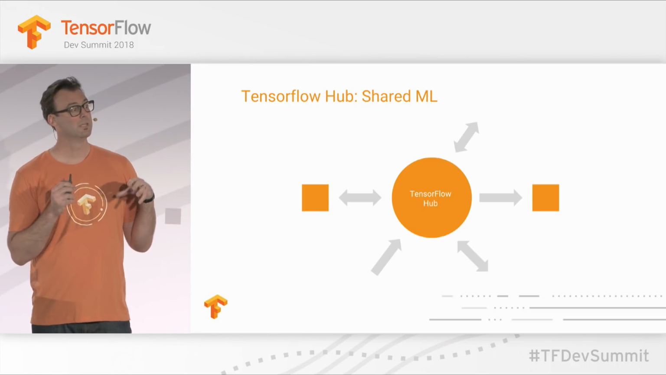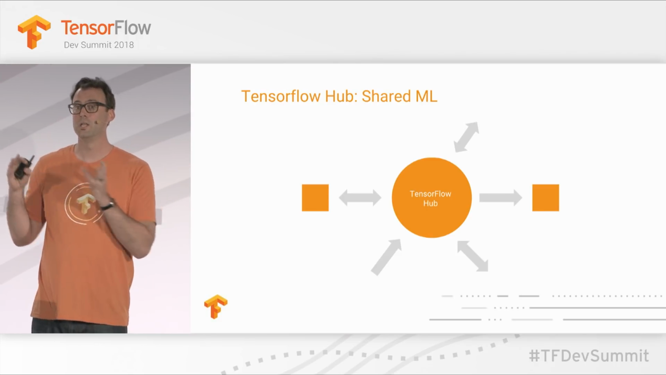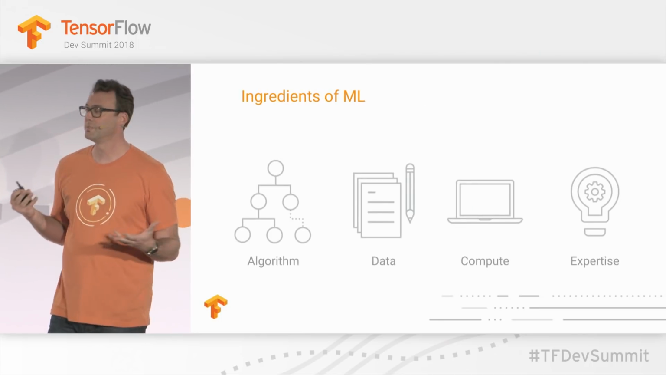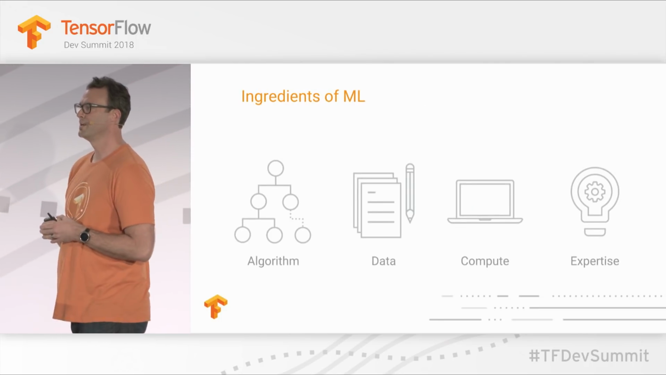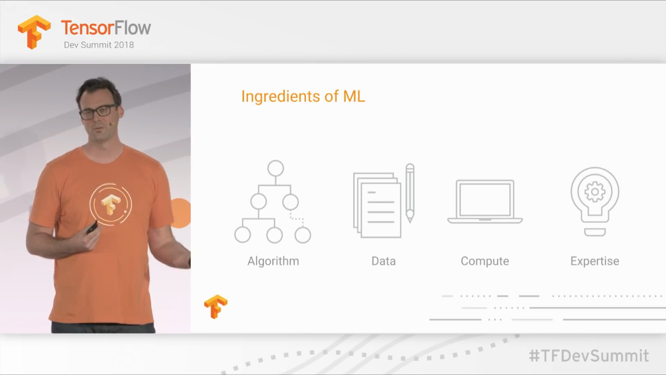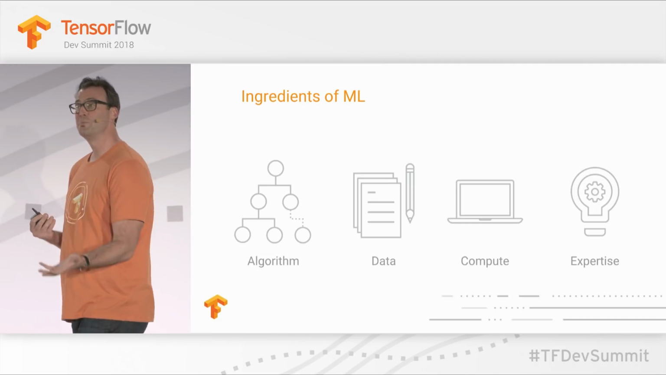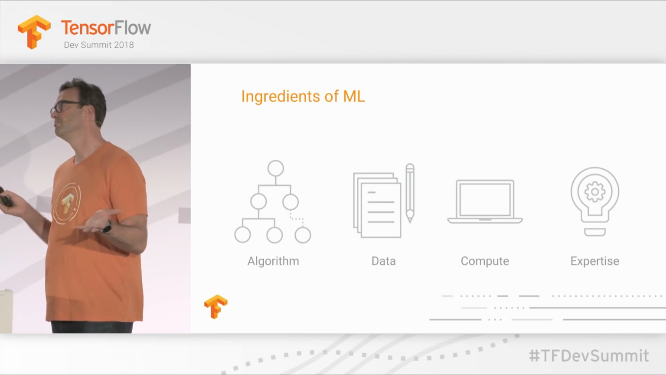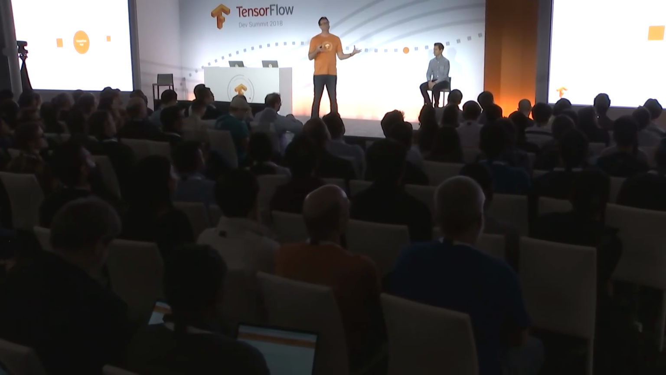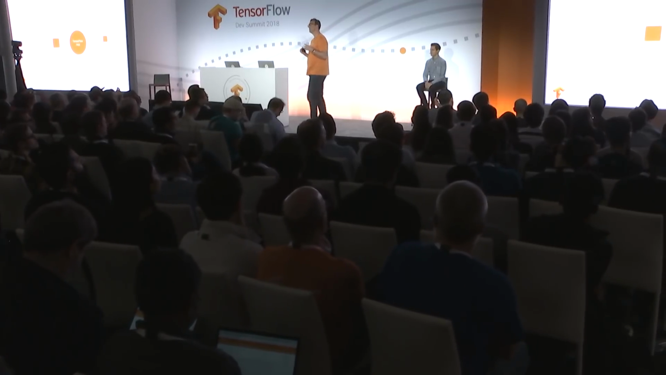TensorFlow Hub lets you build, share, and use pieces of machine learning. So why is this important? Well, anyone who's done machine learning from scratch knows you need a lot to do it well. You need an algorithm. You need data. You need compute power and expertise. And if you're missing any of these, you're out of luck. So TensorFlow Hub lets you distill all these things down into a reusable package we call a module. Those modules go in TensorFlow Hub where people can discover them and then easily use them.